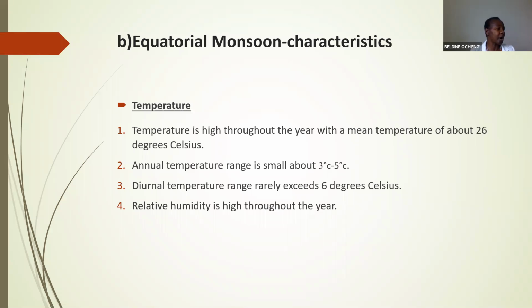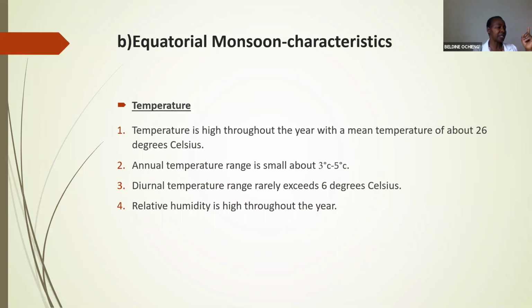Temperature is high throughout the year. Remember, we are on the equator, equatorial. It is monsoon, but within the equatorial region. Therefore, temperatures are high throughout the year. Temperature about 26 degrees Celsius. Annual temperature range is small, about 3 to 5 degrees, because of that modification by the ocean. So it is small. When we talk of high range, measure on the continental.